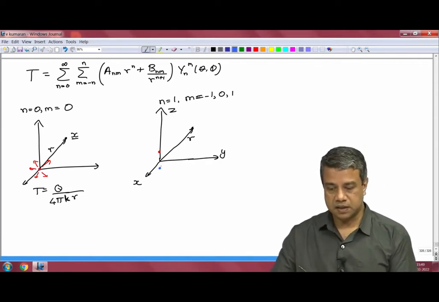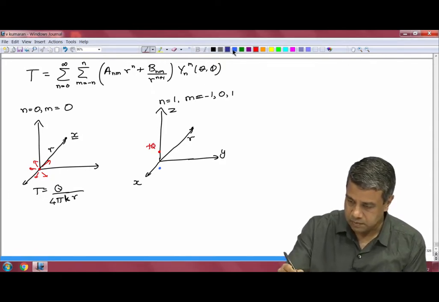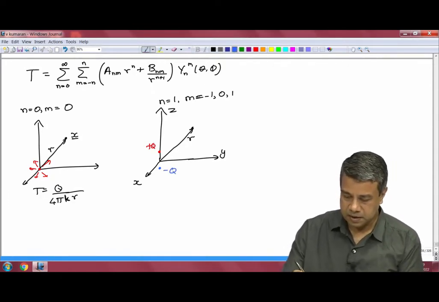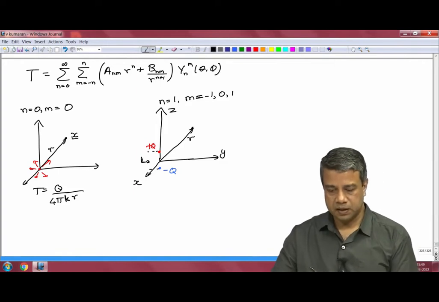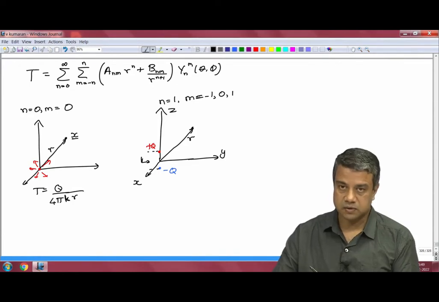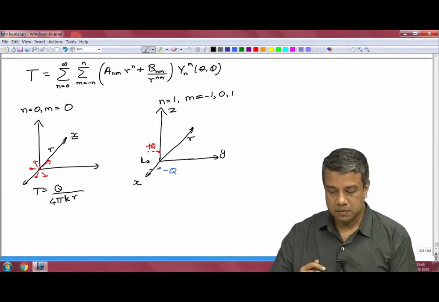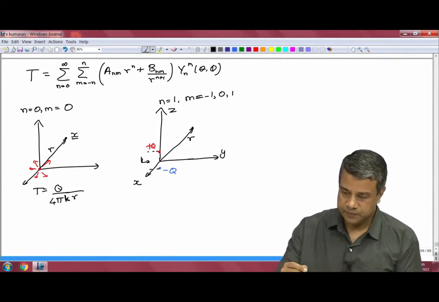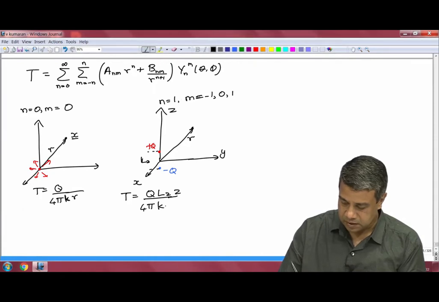Pairs of sources and sinks of equal magnitude, plus q and minus q, separated by a small distance Lz, such that q times Lz is a constant in the limit as Lz goes to 0. That is, the separation becomes much smaller than the distance from the origin, but q times the separation is finite. The temperature field that I get is going to be equal to q Lz z by 4 pi k r cubed.